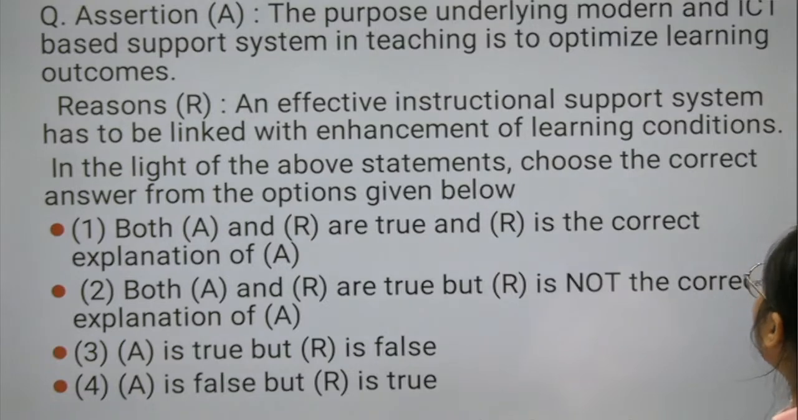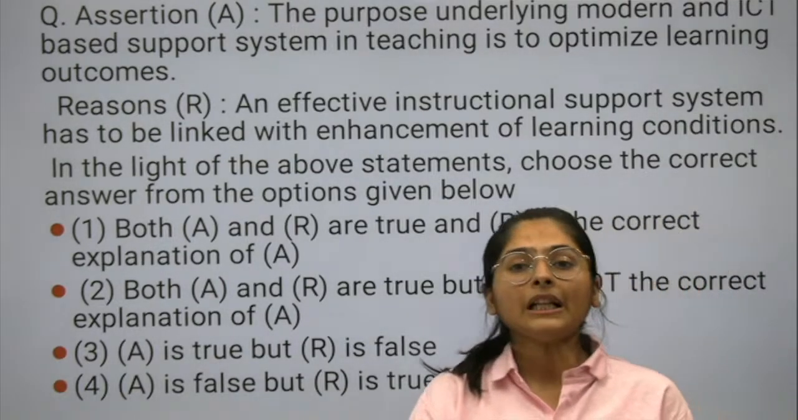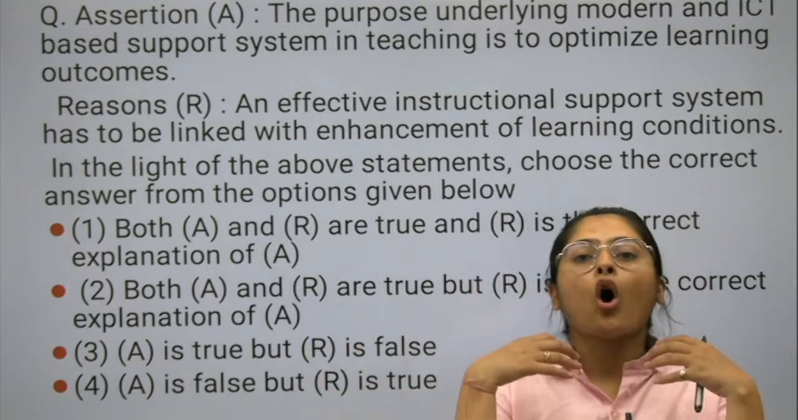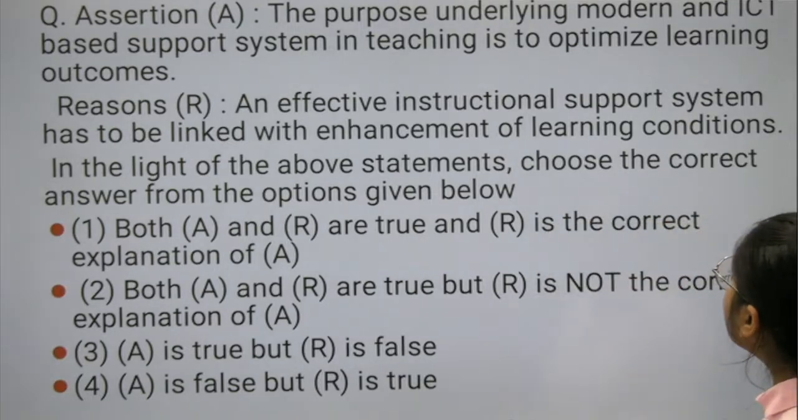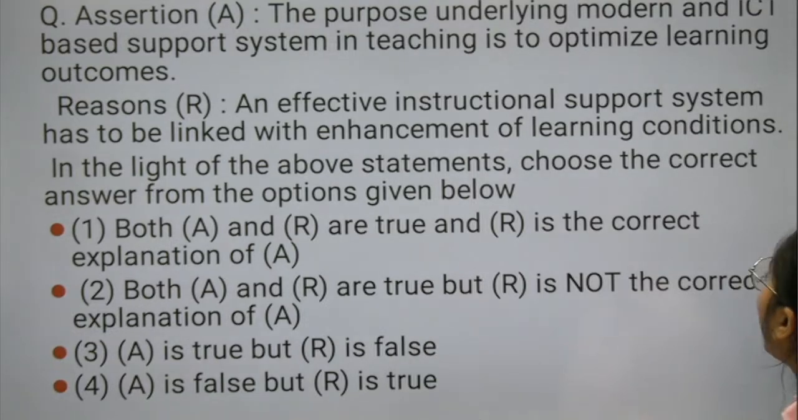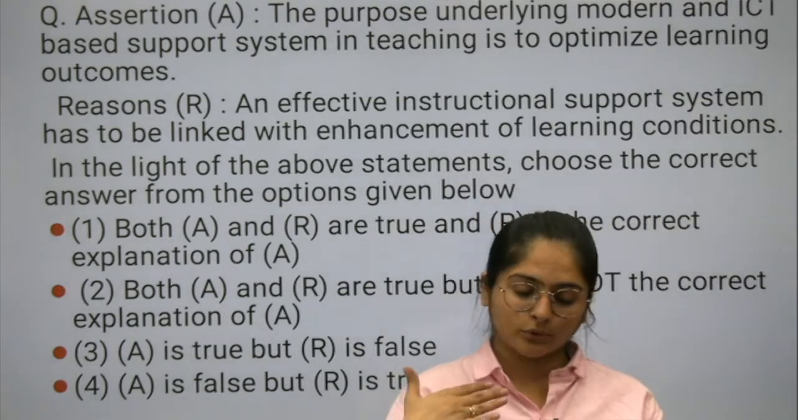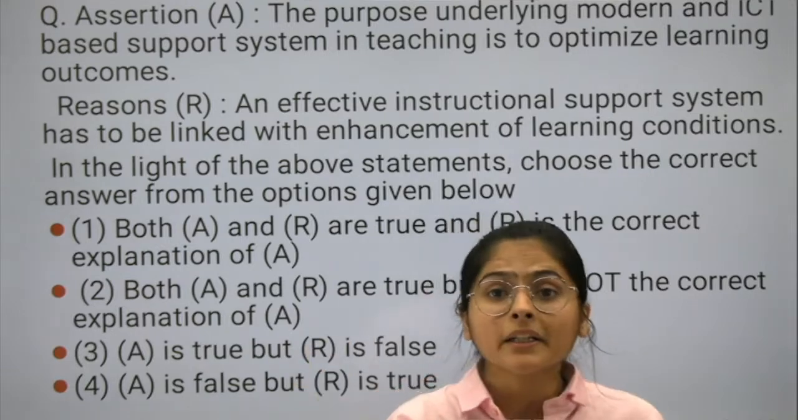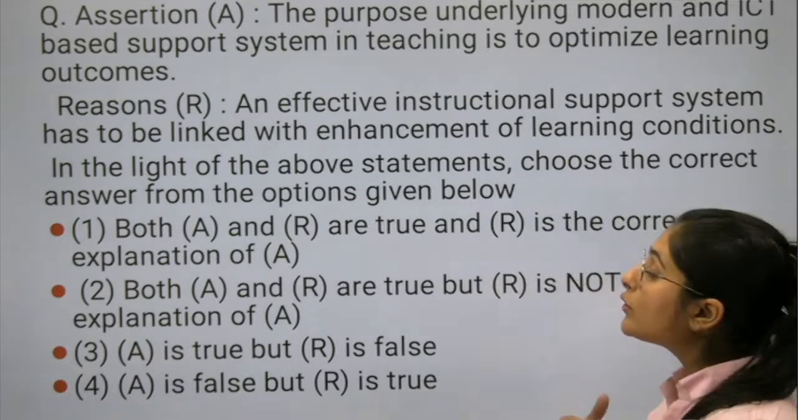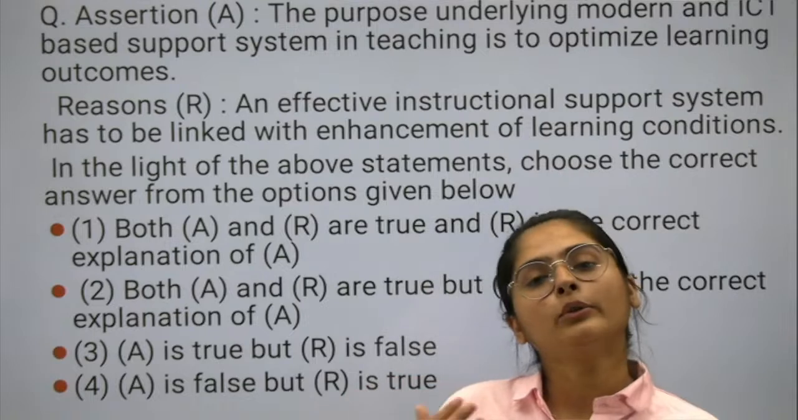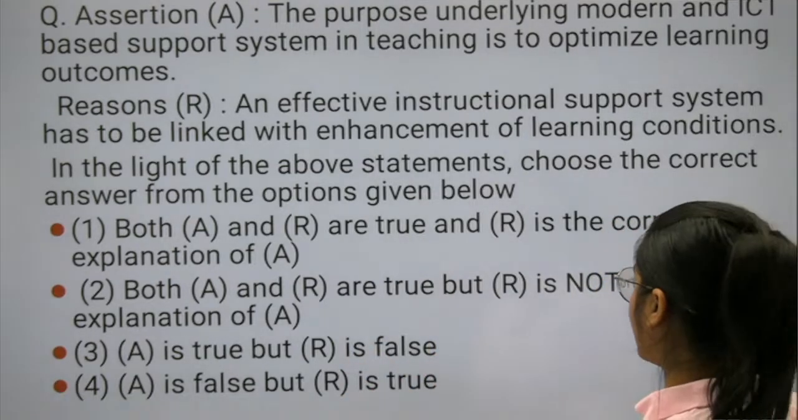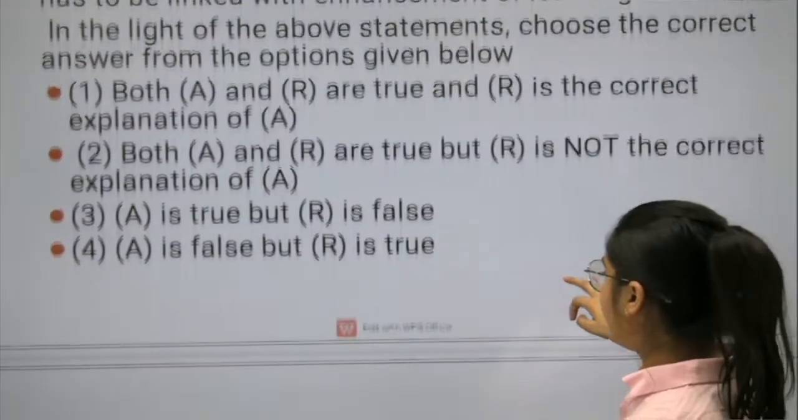Okay, just read. The purpose underlying modern and ICT based support system in teaching is to optimize learning outcomes. It is a completely right statement that we use ICT methods, we use online teaching, we use the projector, we use smart boards, all the ICT based things just to optimize learning outcomes, right? And the next is, an effective instructional support system has to be linked with enhancement of learning conditions. Yes, if you just walk with the time together. Okay, today's time is not of a black and white blackboard. Today's time has changed. You guys are learning online, sitting at your home and looking at the live teacher, so everything has been enhanced now. And the main use of ICT and instructional based things is the enhancement of learning outcomes. So both A and R are true, and R is the right explanation of A.